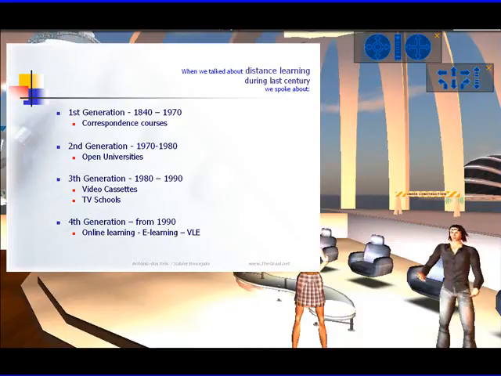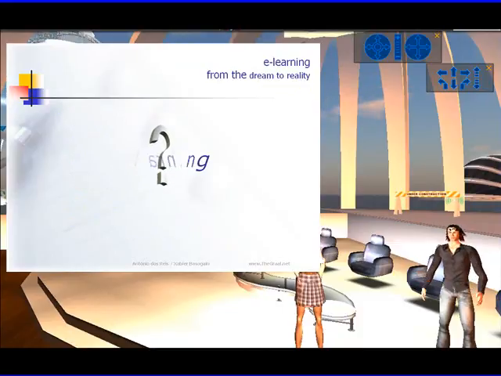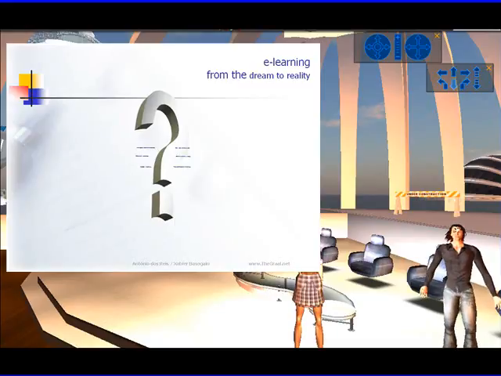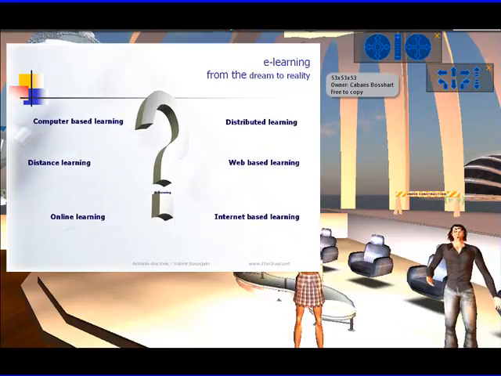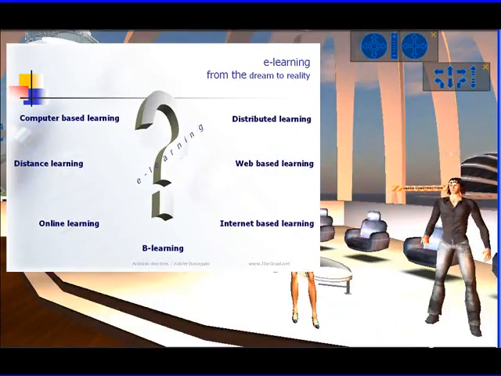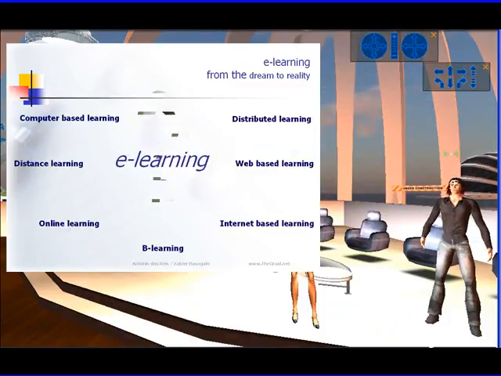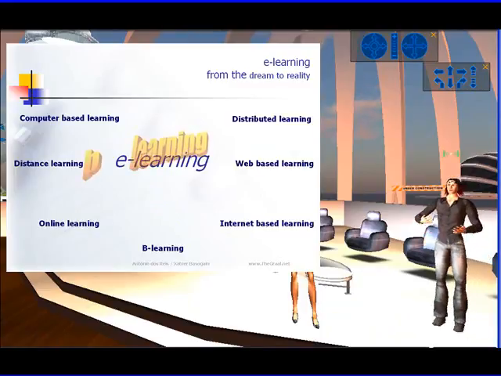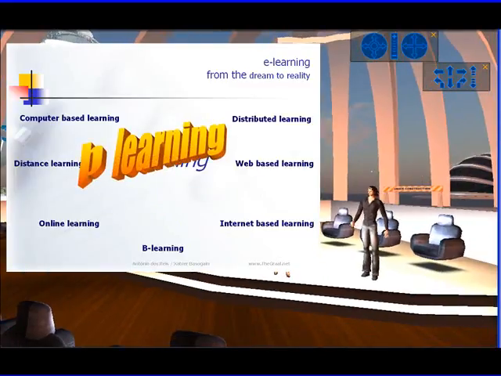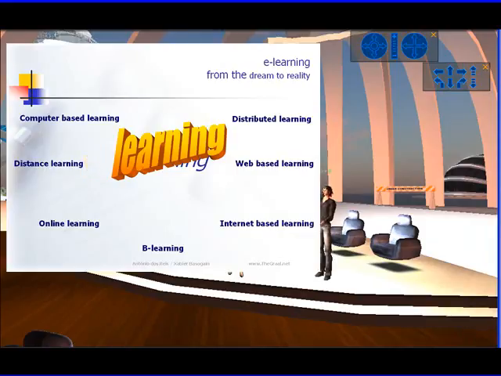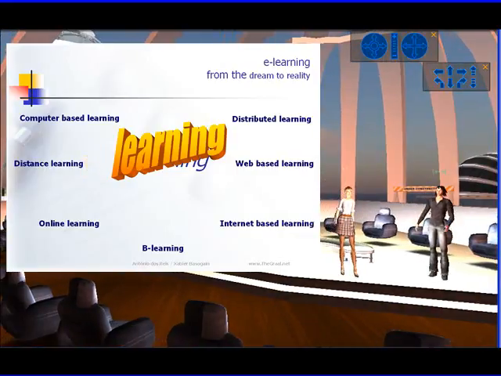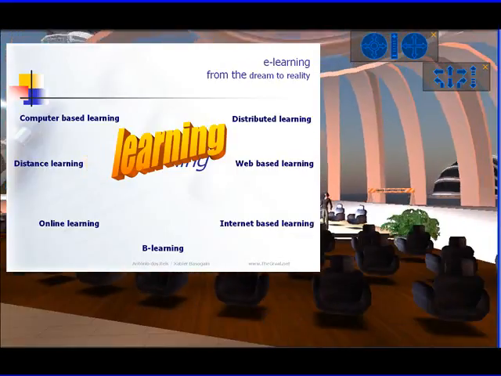But what is in fact e-learning? E-learning is an emerging culture in information. It has been computer-based learning, distance learning, online learning, distributed learning, web-based learning, internet-based learning, b-learning. And all of these, let's say, evolutions, are leading to v-learning. Is that so? Let's have a look.